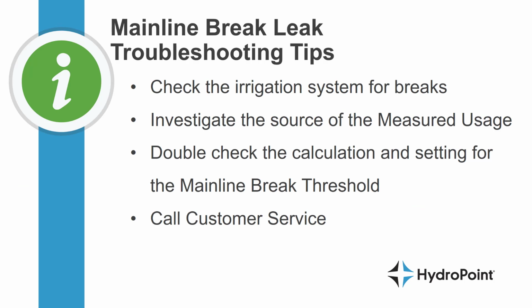When troubleshooting your mainline brake leak alerts, I recommend you treat this as a critical event where you get out in the field and check the irrigation system for breaks. Understand why we're reading such high flow on site and go out and troubleshoot until the flow issues are resolved.